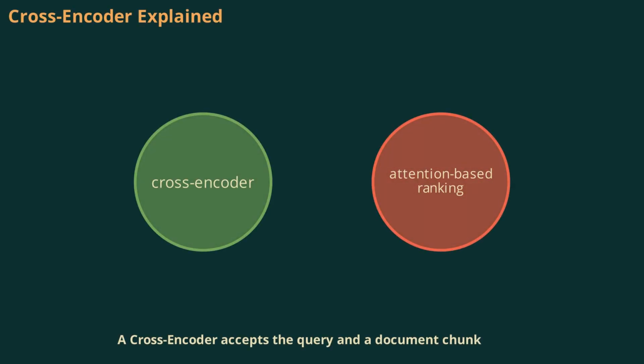Cross-encoder accepts the query and a document chunked together as a single input pair into the transformer, calculating a deep attention-based relevancy score. It is incredibly accurate but computationally heavy and slow, which is why it's often used as a second-stage reranker. Cross-encoders provide fine-grained query document interactions, improving retrieval quality.